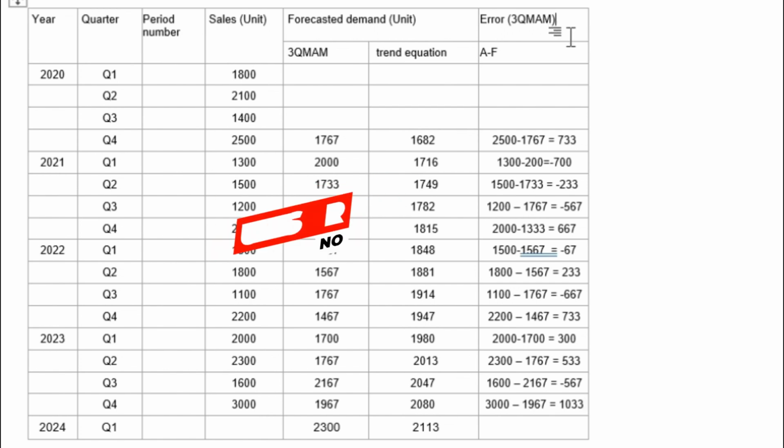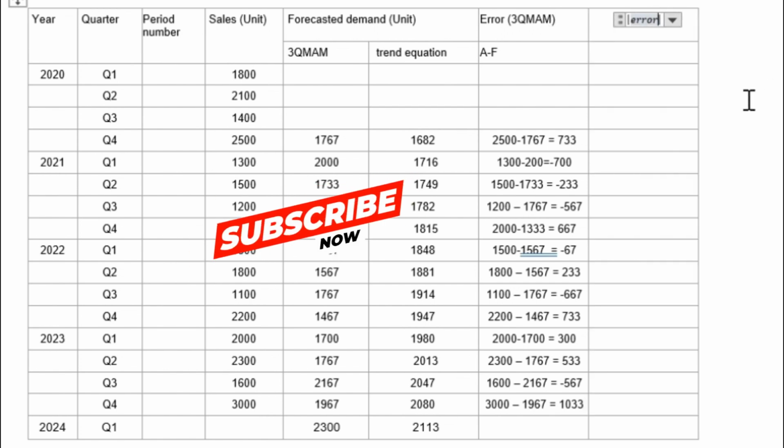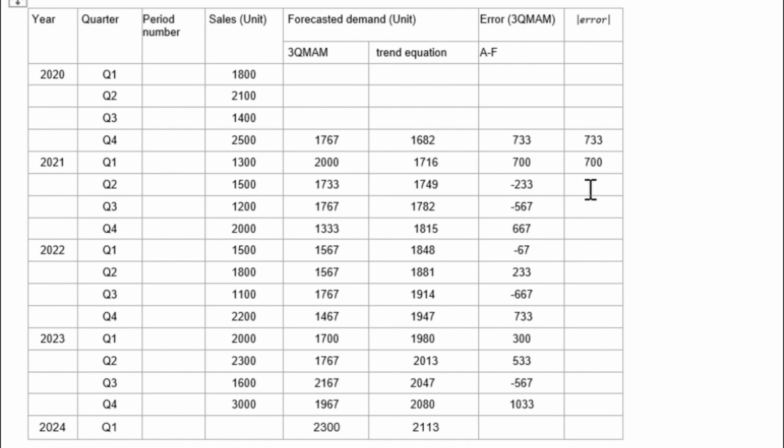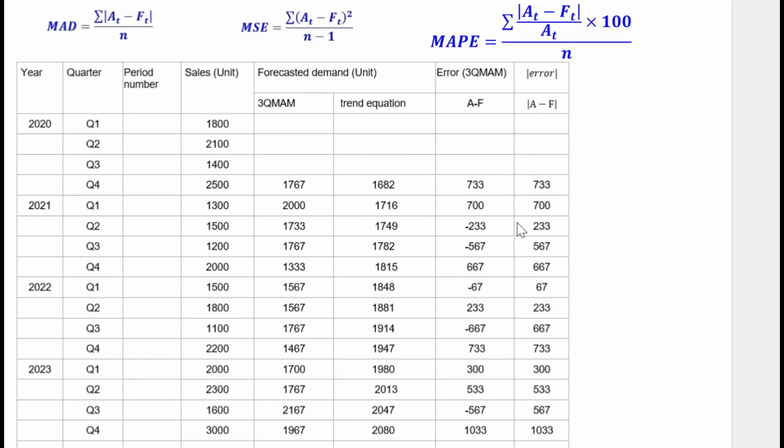I will add another column to calculate the absolute value of the error. The absolute value of 733 is 733. The absolute value of 700 is 700. The absolute value of negative 233 is 233. The absolute value of negative 567 is 567, and so on till the last value. These calculated values for the absolute value of the error will be used to calculate the MAD.